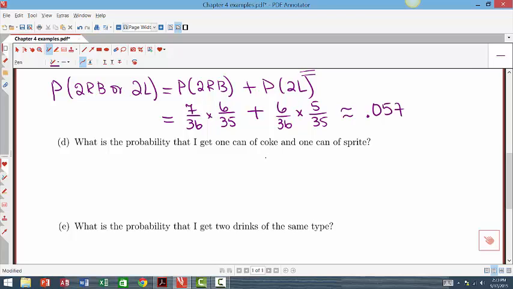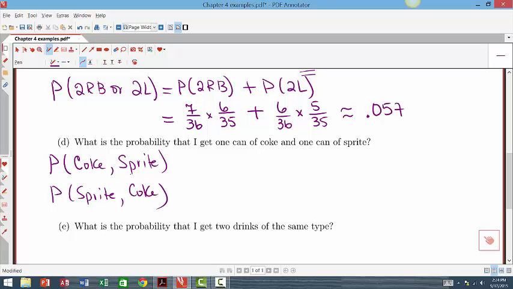So we can have 2 different situations. The first one is that you get Coke on the first try, followed by Sprite. That's one way to get it. Or you can get Sprite on the first try and then Coke on the second. Okay, so how do we compute these probabilities?